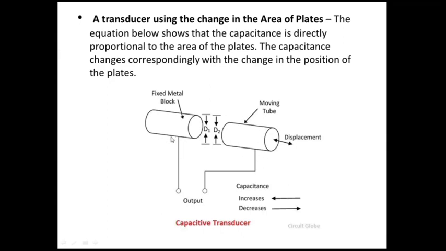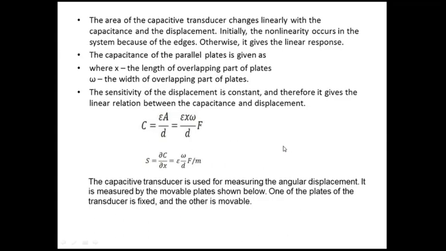So this is the formula. C is equal to epsilon A divided by T, where X is the length of the overlapping part of the plates and W is the width, because area is width times length. Now you find the sensitivity. S is equal to dou C divided by dou X. So finally you get the answer epsilon W by T, and the unit is F by M.